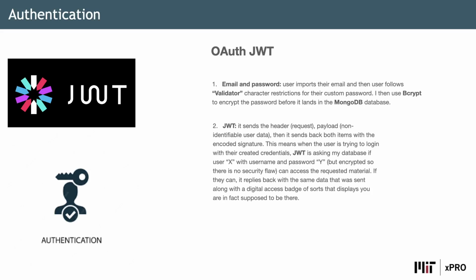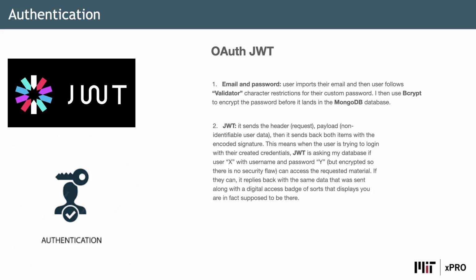And then for the JWT, it sends a header, which is basically a request, and the payload, which is essentially non-identifiable user data. Then it sends back both items with an encoded signature. This essentially means that when a user is trying to log in with their created credentials, we're assuming that these are credentials that are verified, have already been created under the create login.